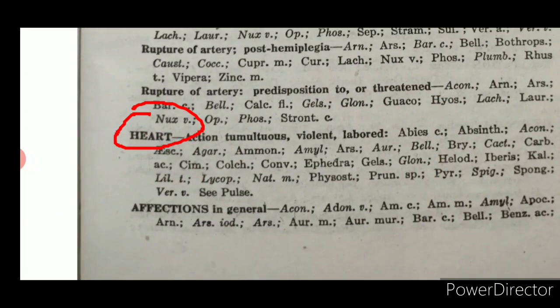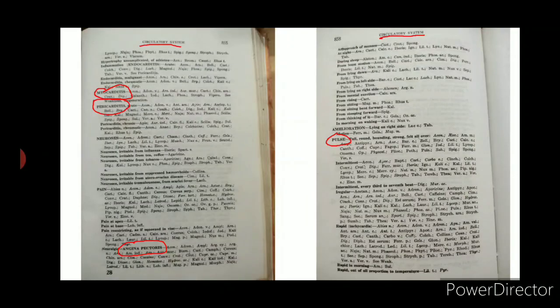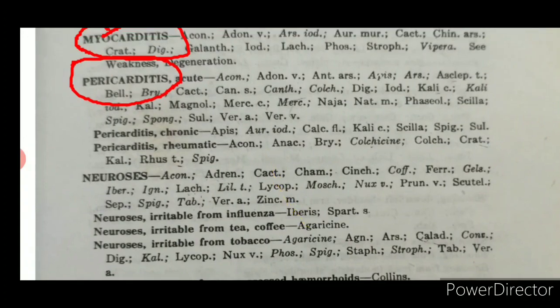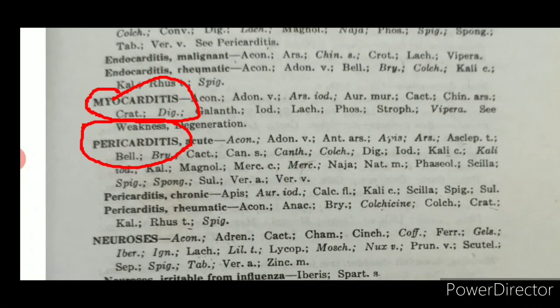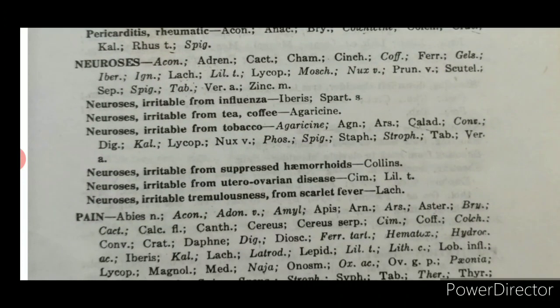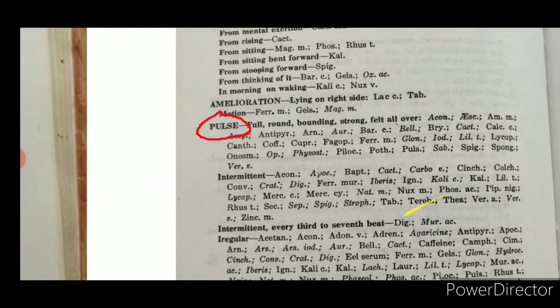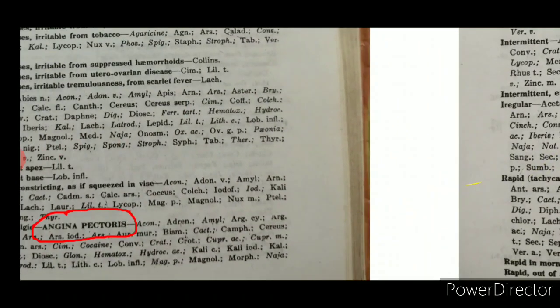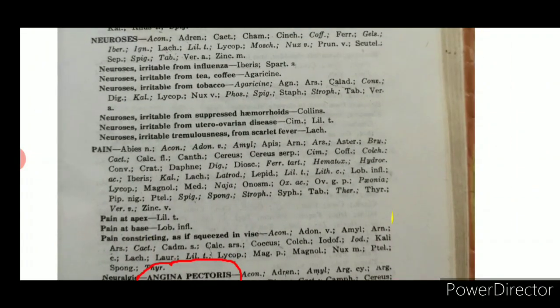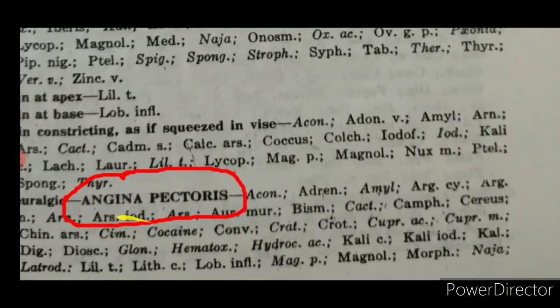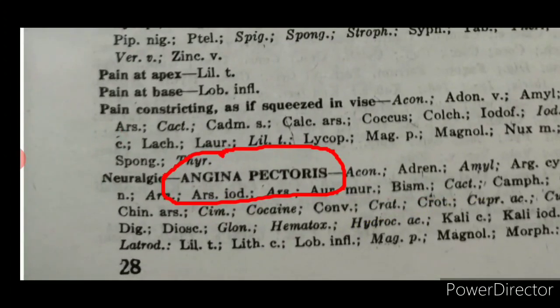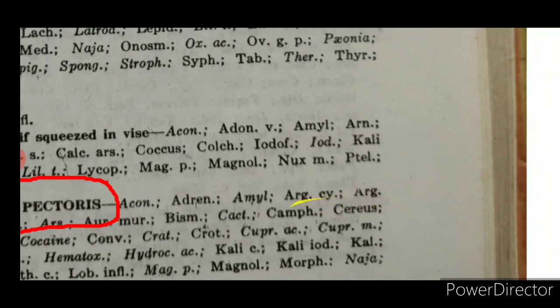Then we have another organ like heart, and we have affections of the heart given in the same rubric. So here there is myocarditis, pericarditis, neurosis of heart. Here you have a pulse. Okay, so in the pain rubric of the main rubric of heart, we have a neuralgic pain of heart, where we are supposed to find the angina pectoris.